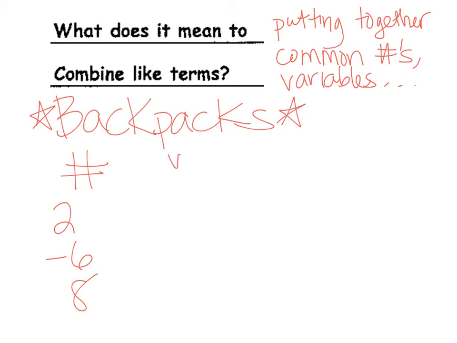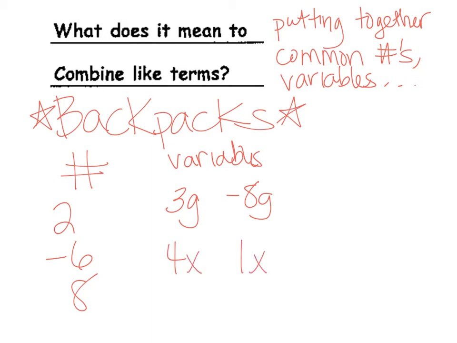And then we have the people that wear backpacks. Like 3g and negative 8g. Those two guys have the same backpack on. Maybe it's a Jansport backpack. And then a 4x and a 1x. Those are Herschel backpacks. So they have a backpack on, and they hang out with each other. People that wear backpacks hang out with other people that wear backpacks, because they have the same thing attached to them. The same variable. They both have a g, or they both have an x.